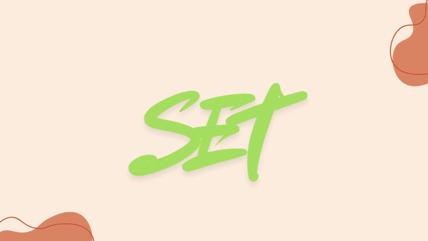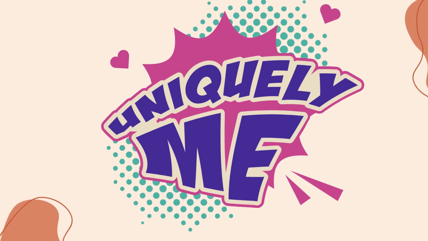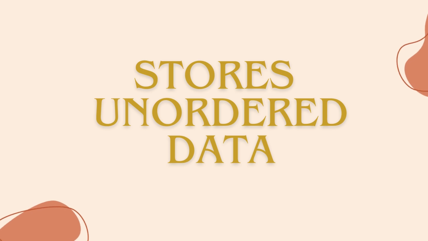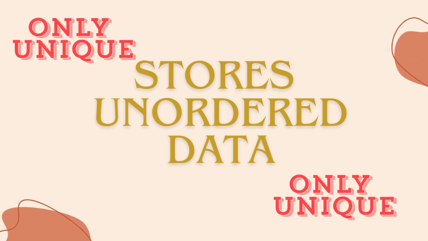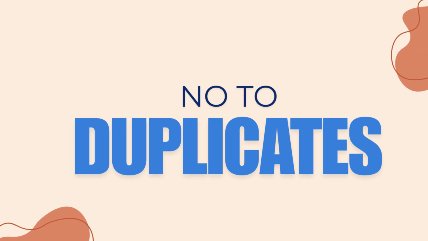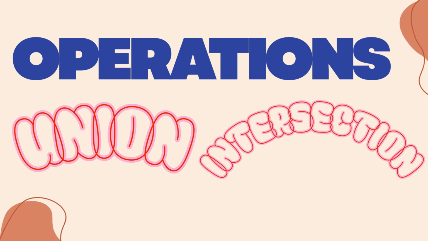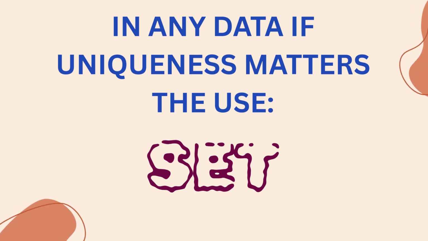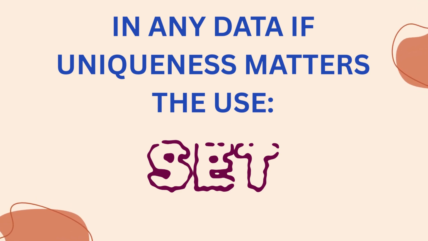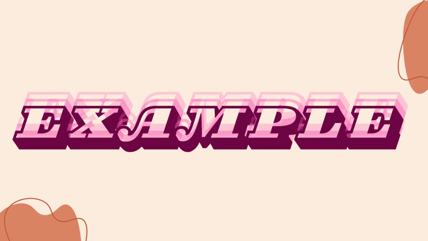Alright. The next most important data type is set. Set is a unique club. It stores unordered items. It has only unique values. When you think of duplicates, Python says, in sets, duplicates are not allowed. It is mostly great for removing duplicates and set operations like union and intersection. In any data, if uniqueness matters, then use set. Let's understand more in detail about set with an example.